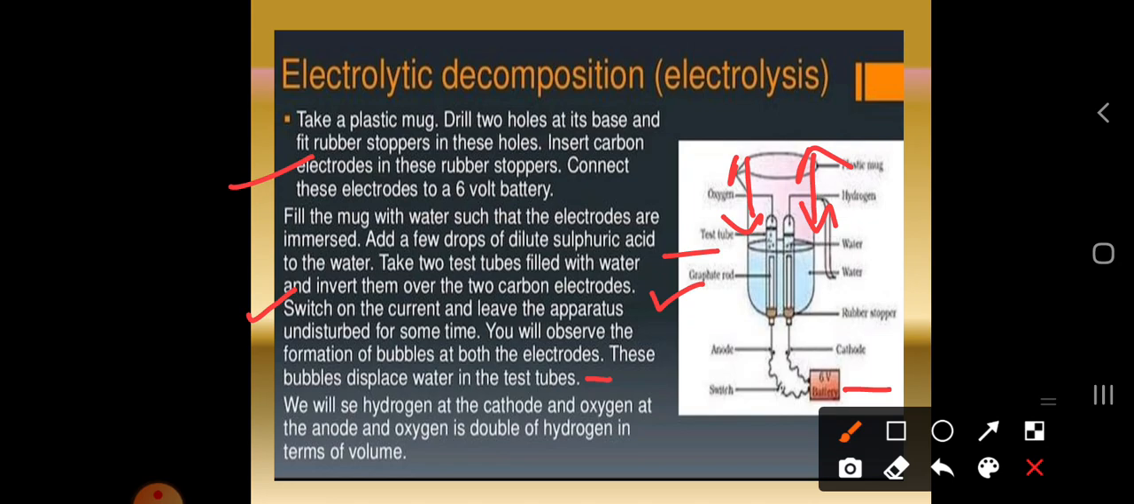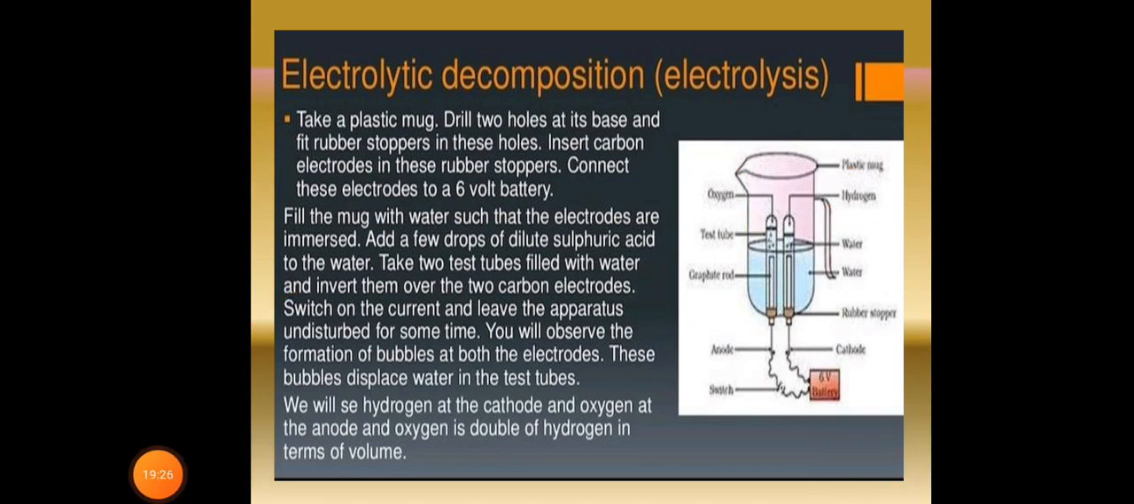So you can observe here that hydrogen at the cathode and oxygen at the anode are going to be attached to the electrodes. So this is one of the electrolytic decomposition reactions, and this process is also called the electrolysis process. So this is one of the activities.